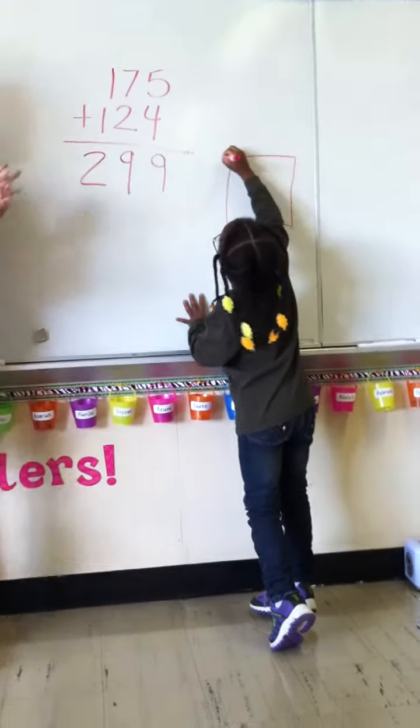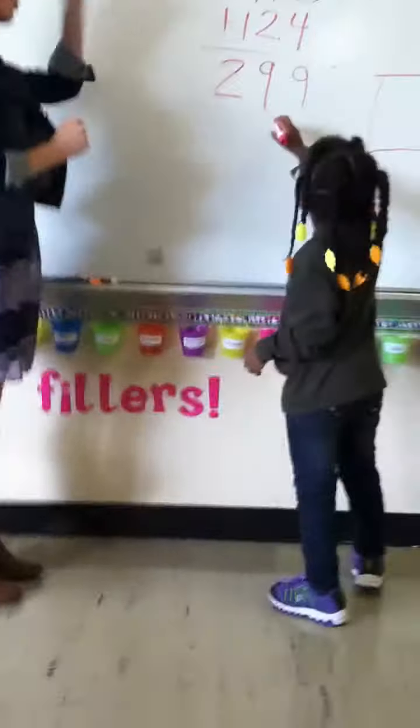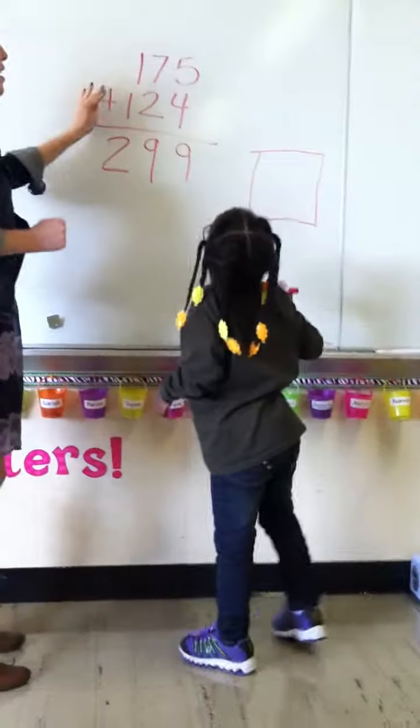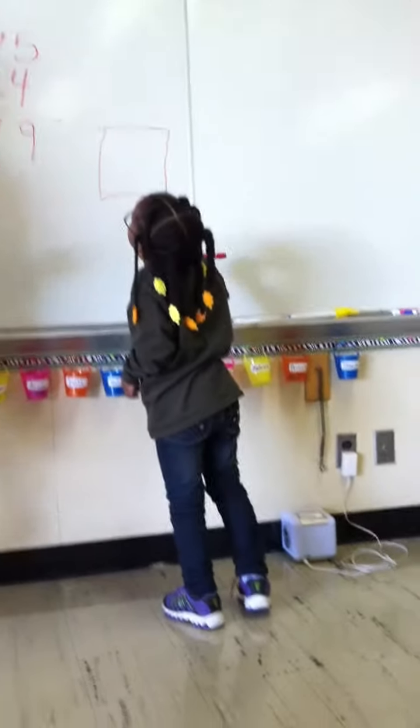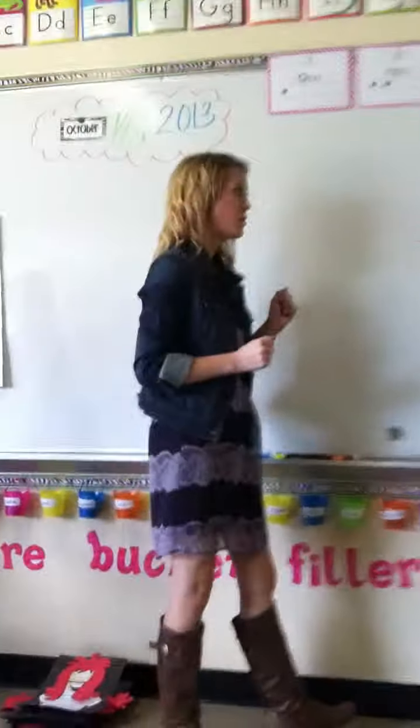If I wanted to solve my problem using place value blocks, I want you to show me this one plus this one using place value blocks. So don't do this yet. Okay, so show me 175 in place value blocks.